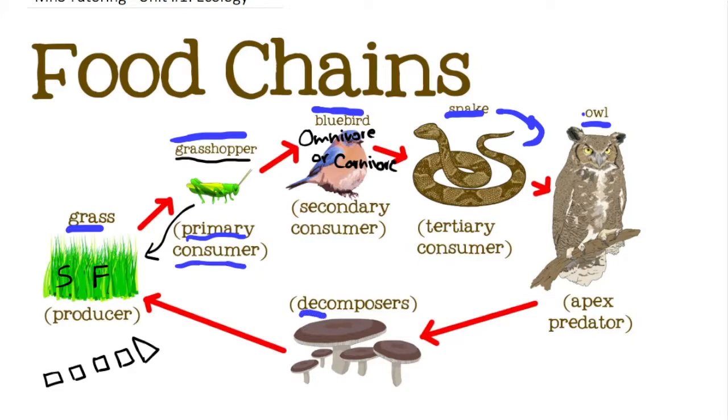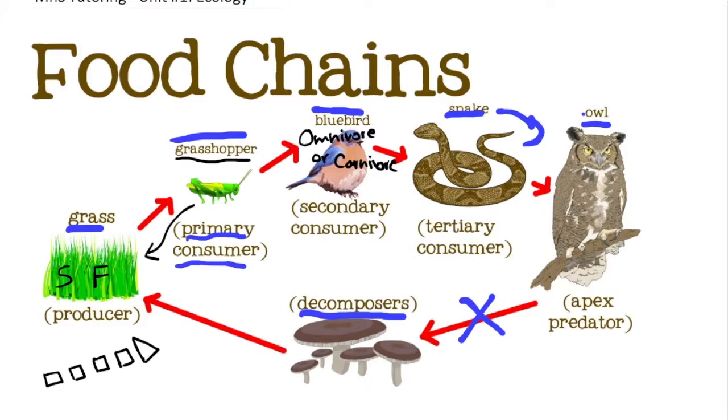The decomposers are a very special organism in the food chain, because they not only rely on the food of dead and decayed animals, but they really bring the energy to a cycle in the food chain. Without the decomposers, all the energy would just die off at the apex predator. So without the decomposers, this arrow would never be there, because there's nothing to transfer the energy from the owl back to the producers.